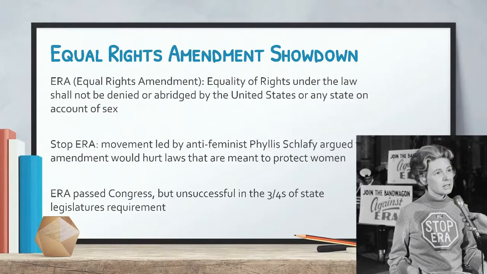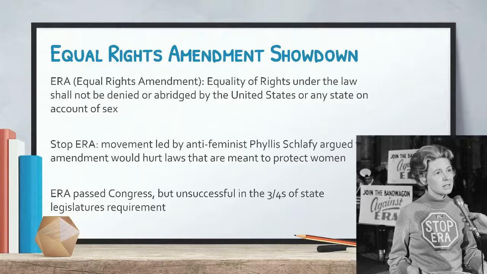However, the advocates for women's rights were halted on one specific item, and that was the Equal Rights Amendment. The amendment stated, "The equality of rights under the law shall not be denied or abridged by the United States or any state on account of sex." The movement was countered by conservative activist and author Phyllis Schlafly, who argued the amendment would hurt laws that are meant to protect women, like the exclusion of women from the military draft.